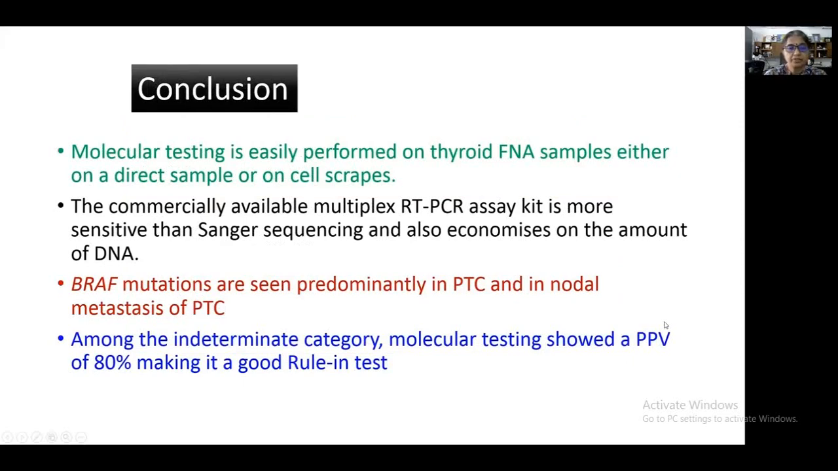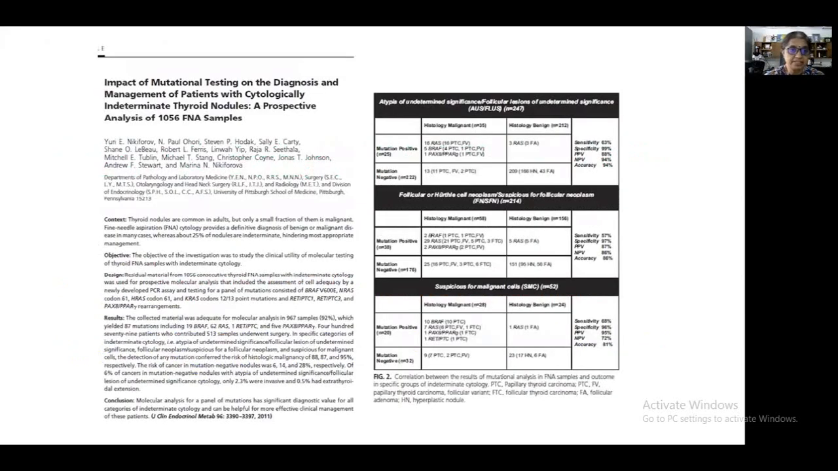So if I have to conclude, molecular testing is easily performed on thyroid FNA samples, either on a direct sample or on cell scrapes. But if you ask me, my preference is the cell scrapes because nowadays you can extract both DNA and RNA comfortably from them. The commercially available multiplex RT-PCR kit is very sensitive. It economizes on the amount of DNA. BRAF mutations are predominantly seen in PTC and in nodal metastasis of PTC. And amongst the indeterminate category, molecular testing showed a PPV of 80%, making it a very good rule-in test.